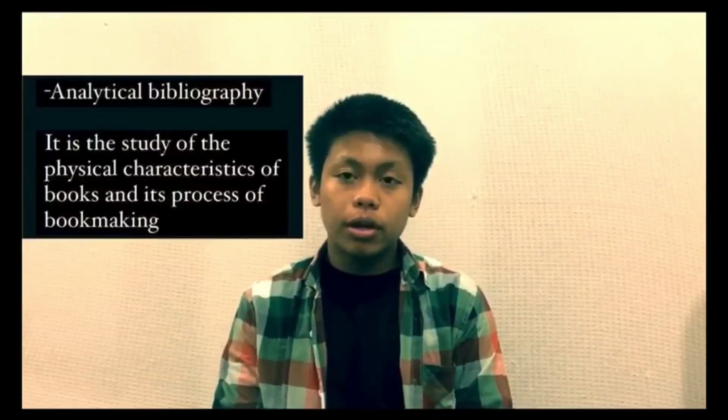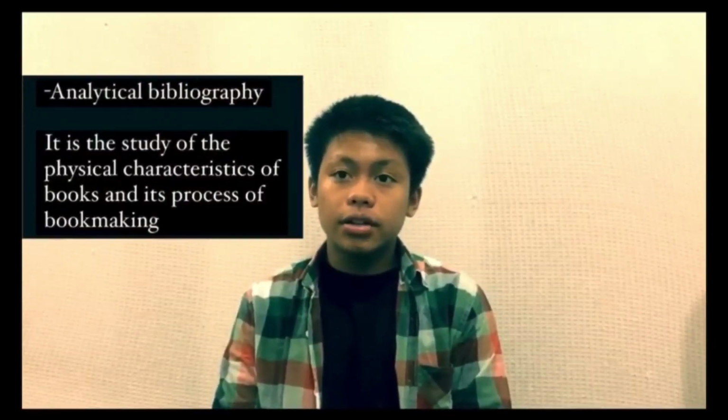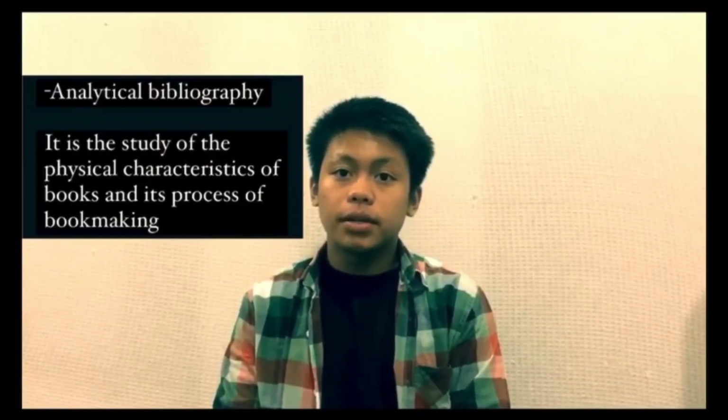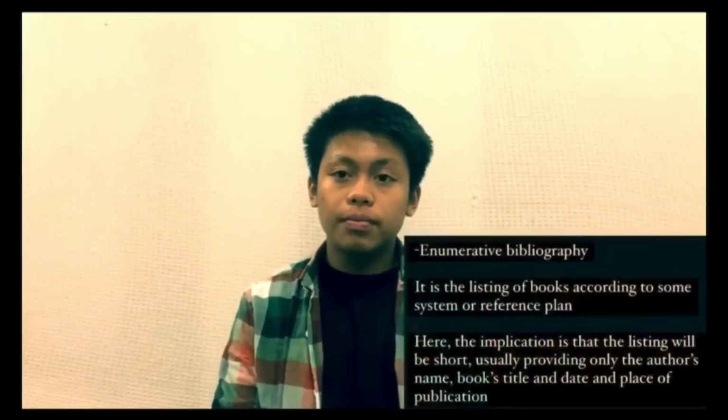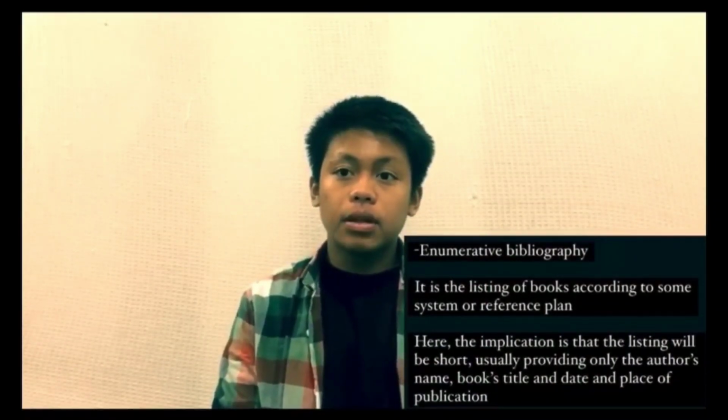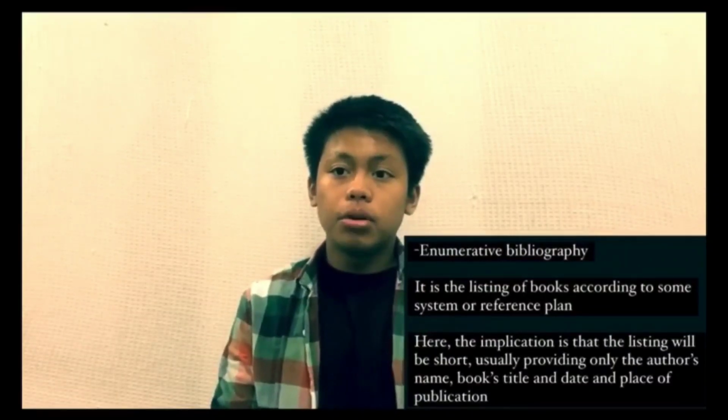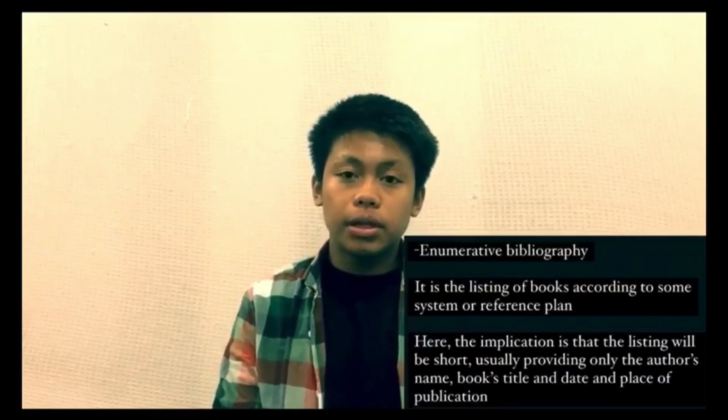What are the common types of bibliographies? There are 3 common types of bibliography. They are analytical bibliography, enumerative bibliography, and annotated bibliography. In analytical bibliography, it studies the physical characteristics of books and their process of bookmaking. In enumerative bibliography, it lists down the books according to some system or reference plan. Here, the implication is that the listing will be short. It usually provides only the author's name, the book's title, and the date and place of publication.